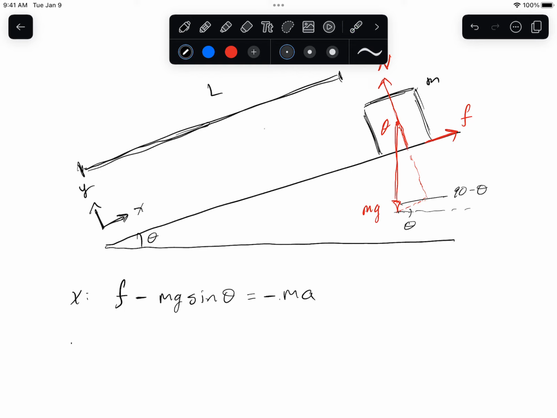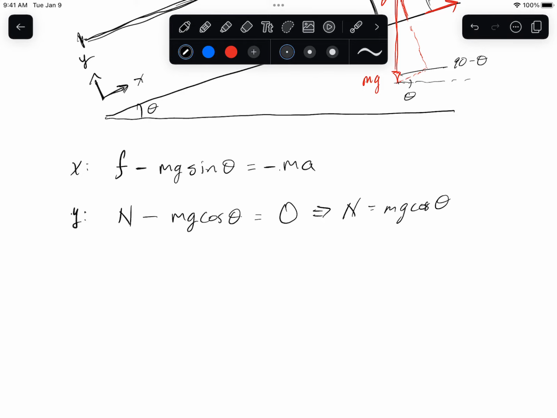Now for the y-axis, what do we have? I have the normal force going up, and then I have gravity, which is going down, and this time I want this component, which is adjacent to the angle theta, and so that's going to be minus mg cosine theta. And since the box doesn't move at all along the y-axis, this is going to be 0, which immediately tells me that the normal force is equal to mg cosine theta.